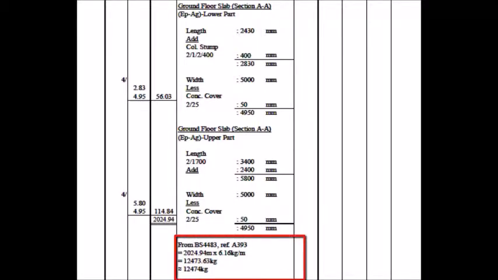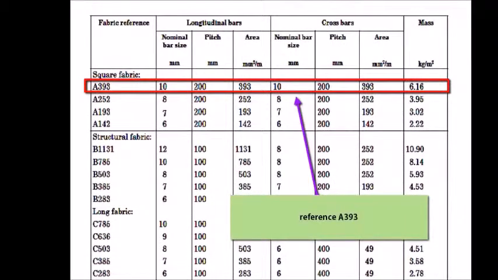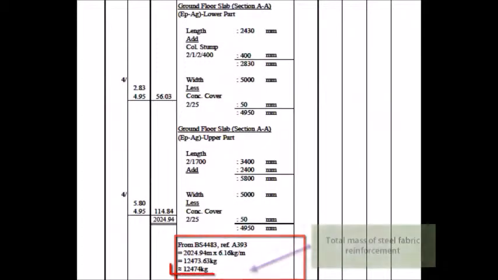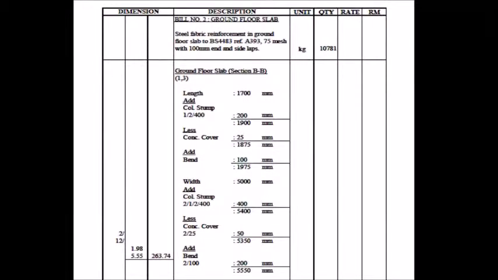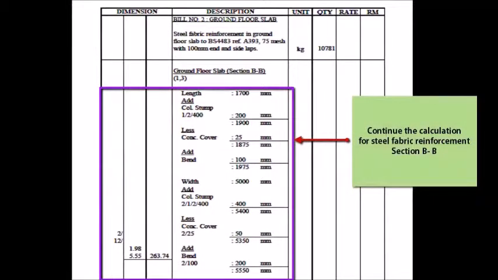For the last step of the steel fabric reinforcement, we have to calculate the mass of the total steel fabric reinforcement used. So we add up all the amount of steel fabric reinforcement used, and then times the mass per meter square of the steel fabric reinforcement. The mass per meter square is attained by referring to the British standard of BS 4483, reference A393. At the end, we will get the total mass of the steel fabric reinforcement used. Now, continue the steel fabric reinforcement for section B. The steps of the calculation will be the same as the previous in section A.